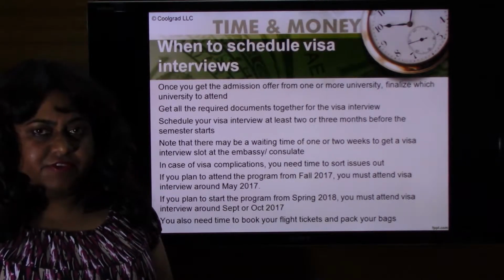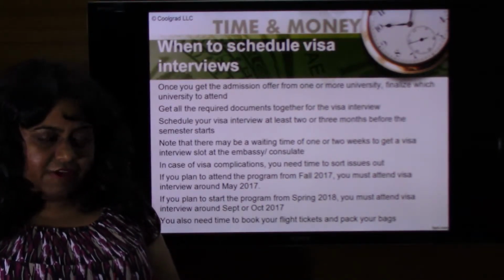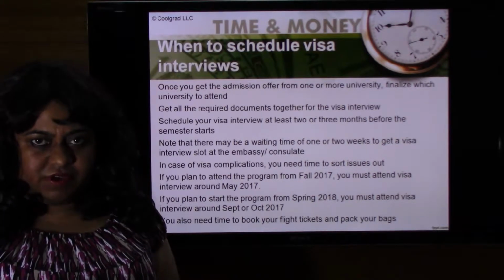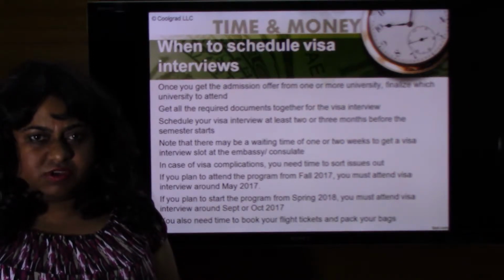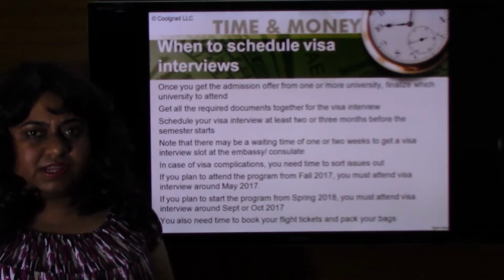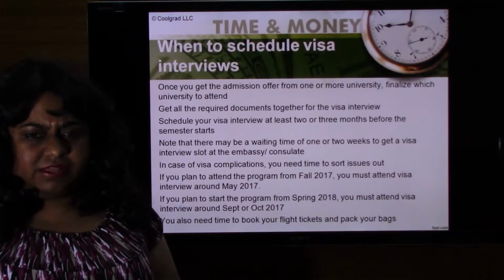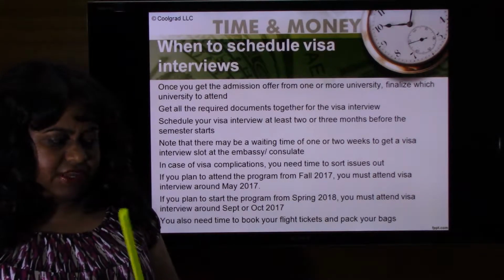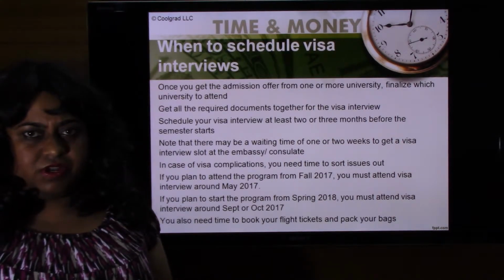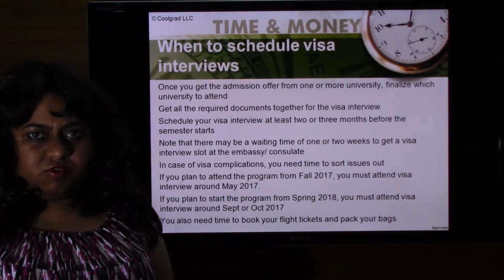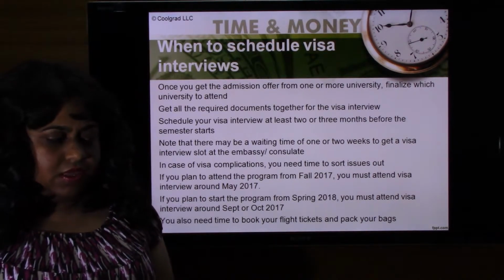So when to schedule visa interviews? Once you get an admission offer from one university, finalize which university to attend, and whichever offer you decide to take up, you have to pay them a deposit, maybe $500, to confirm that you're taking up the offer of admission and attending the program there. And then you have to get all the documents required together for the visa interview, and then schedule your visa interview at least 2 or 3 months before the semester starts. So if you're applying for fall semester, which is supposed to start in August, you have to go for a visa interview maybe in March, April, May or June, no later than June.